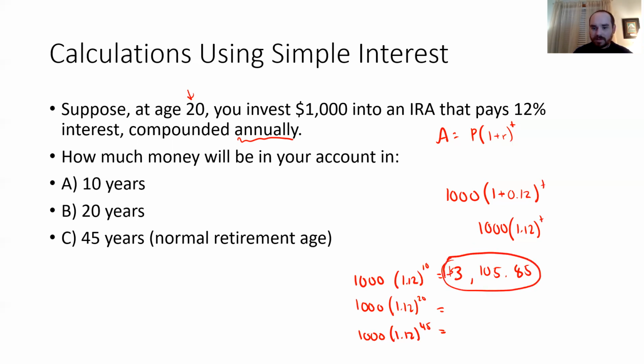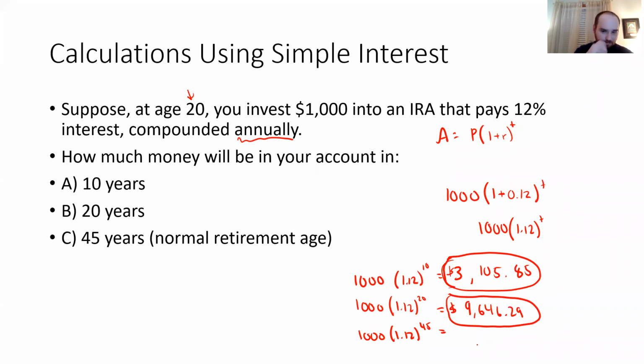Which is not bad. You don't have to do anything to accrue this interest. So 10 years later, you've got $3,000 when you started with just 1,000. That's pretty good. Then we're going to look at what happens in 20 years. So after 20 years, we plug this into a calculator. We're going to have $9,646.29.